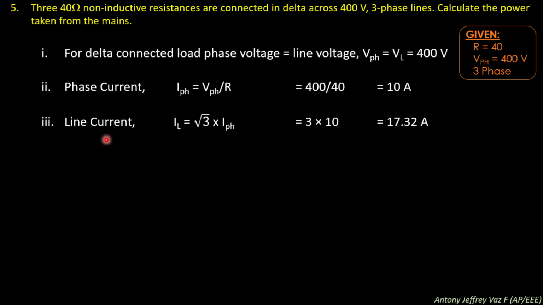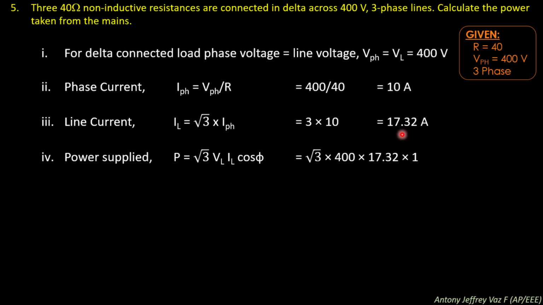For the line current, the line current will be root 3 times the phase current. Here, root 3 into 10 amps, which will give you 17.32 amperes. Similarly, the power supplied P is equal to root 3 VL IL cos phi. Here root 3 into voltage, that is the line voltage, is 400 volt and the line current is 17.32 and the power factor is 1.